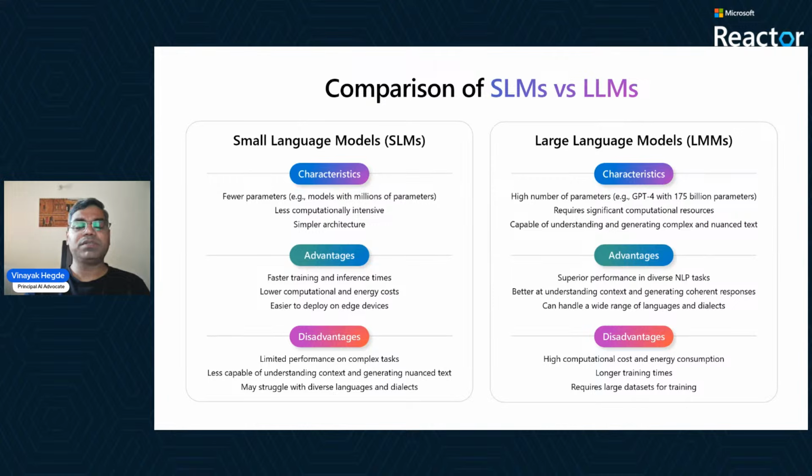And we'll see an example of this when we do the demo. But largely, you can see the differences: fewer parameters, more parameters, less computationally intensive, more significant resources.